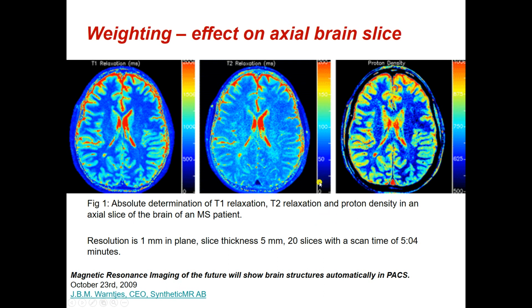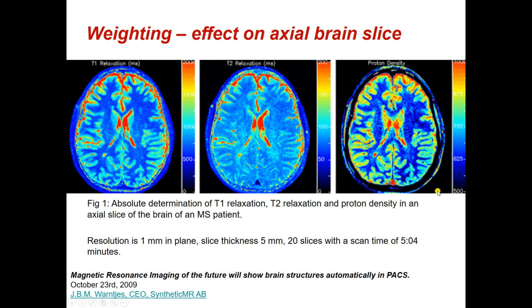All right, so this is the idea of weighting. This is the exact same brain slice into which you've done T1 weighting because you're measuring T1 relaxation. You've done T2 weighting because you're doing T2 relaxation. And here's just the proton density weighting. Now these things look the same, okay? But there are certainly different contrasts between these 2 images.